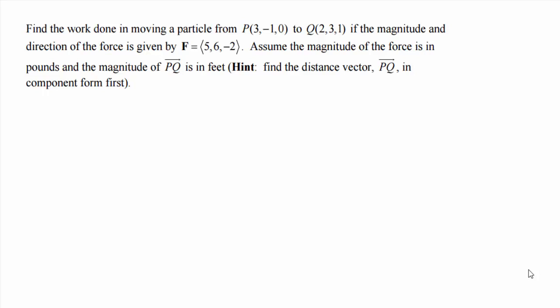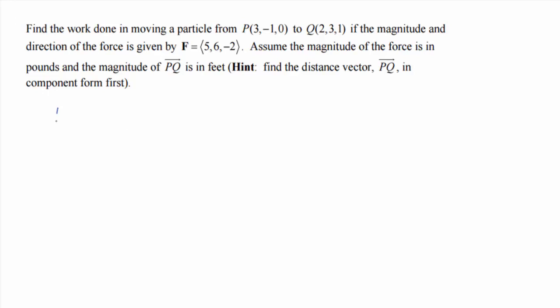So in this question, we're asked to find the work done in moving a particle from the point P, (3, -1, 0), to the point Q, which has coordinates (2, 3, 1), if the magnitude and the direction of the force is given by F with components 5, 6, and -2. Assume the magnitude of the force is in pounds and the magnitude of PQ is in feet. And then I said, hint, find the distance vector, the displacement vector, you could also call it PQ, in component form first. So, okay, let's take advantage of that hint there.